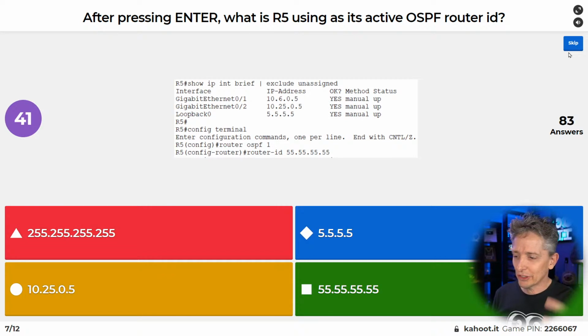I'm going to rule out one answer. The red answer that's all 255s, that is not the active router ID. You just take that one off the table.